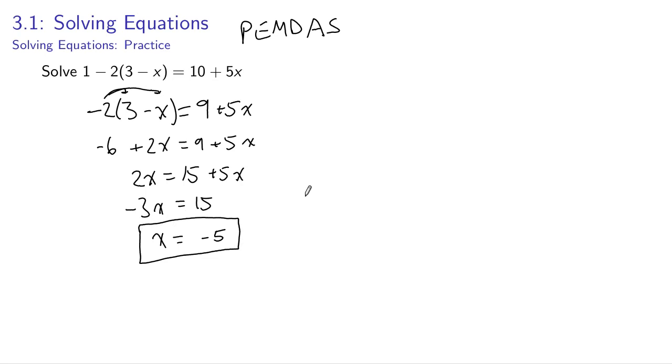Now we can always check. Maybe this problem is complicated enough that we'd like to be sure that we got the right answer. Let's put minus 5 into the original equation and check. So now we're going to evaluate, so we'll do things exactly in this order. And be sure that when you substitute, you put a parenthesis so you don't get confused. If you write minus minus, that might be confusing, or you might forget to write the second minus.